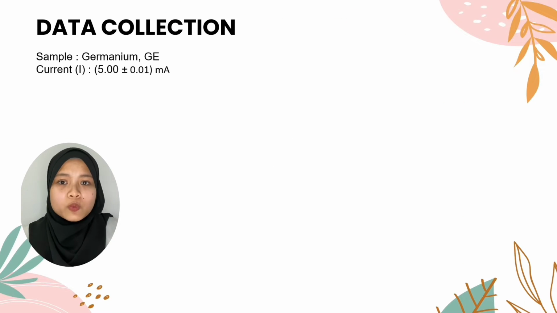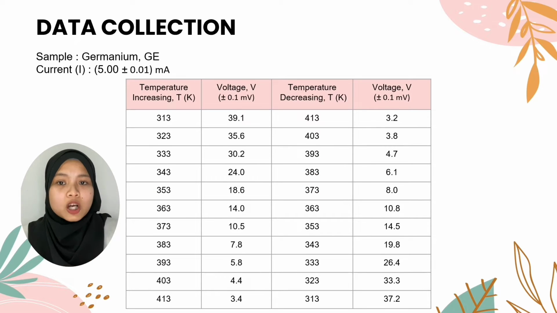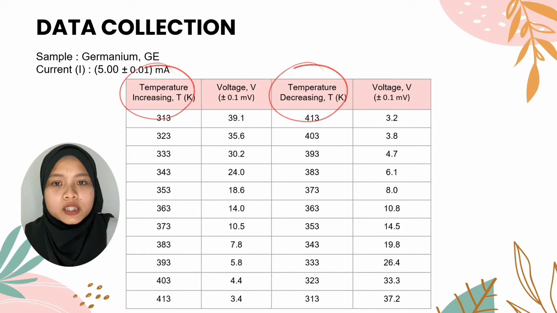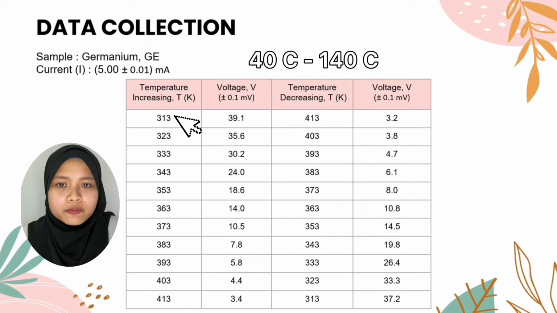In data collection, we use germanium as a sample in these experiments and a constant current of 5 mA. These are the data obtained in these experiments. There are two different ways to measure the voltage. First, with increasing temperature, we take an initial temperature from 40 degrees Celsius until it reaches 140.